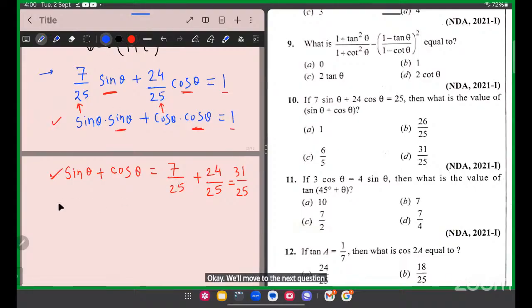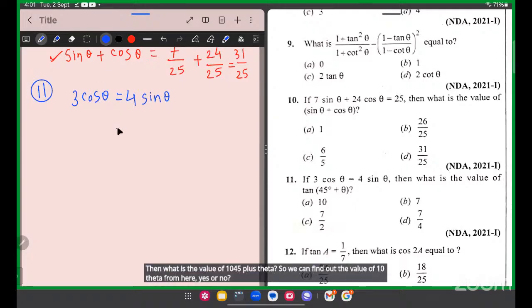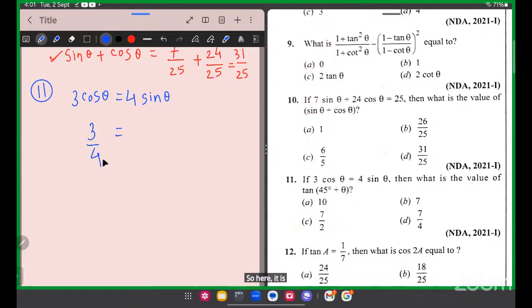Question number 11. What we have, 3 cos theta is equal to 4 sine theta. Then what is the value of tan 45 plus theta? So we can find out the value of tan theta from here. Yes or no? So here it is 3 by 4, and sine theta by cos theta is tan theta. So we can apply the formula. We have to find out tan 45 plus theta.